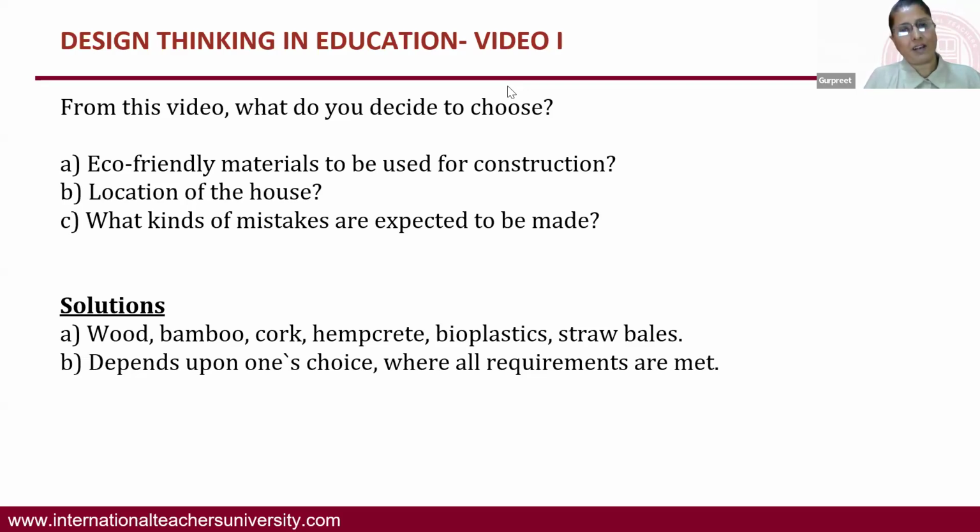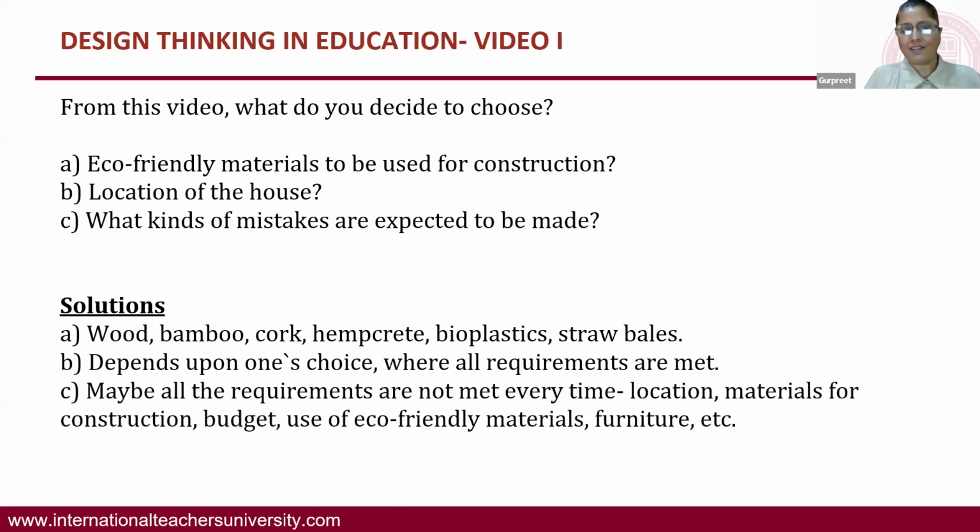Until and unless we are doing trial and errors, and students are doing trial and errors, they are not up to anything. So whatever our requirements are, if we are not choosing the things according to the requirements, it means we are making mistakes. When all requirements are not met, it means it will lead to mistakes. And it is a natural process. It is a natural part of design thinking. So maybe all our requirements are not met every time.